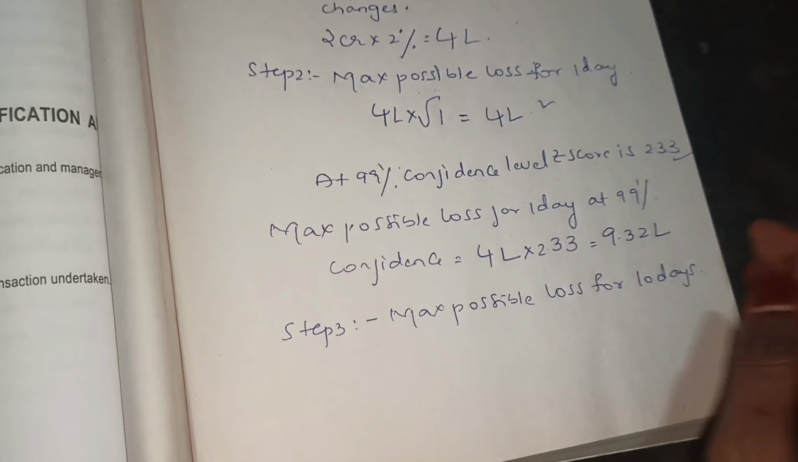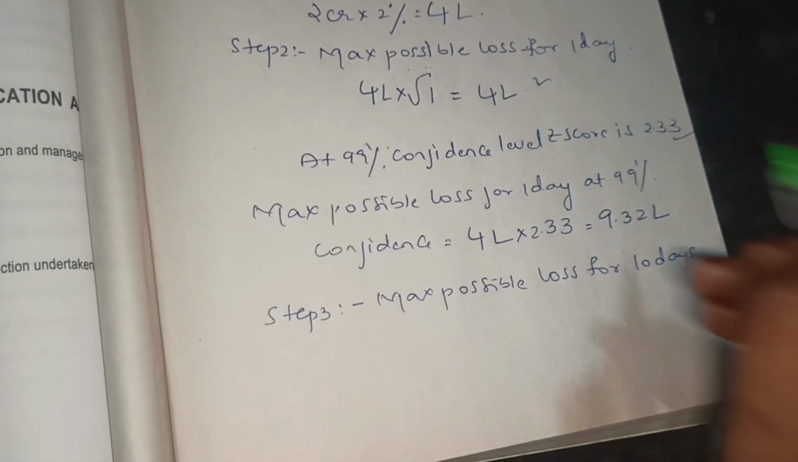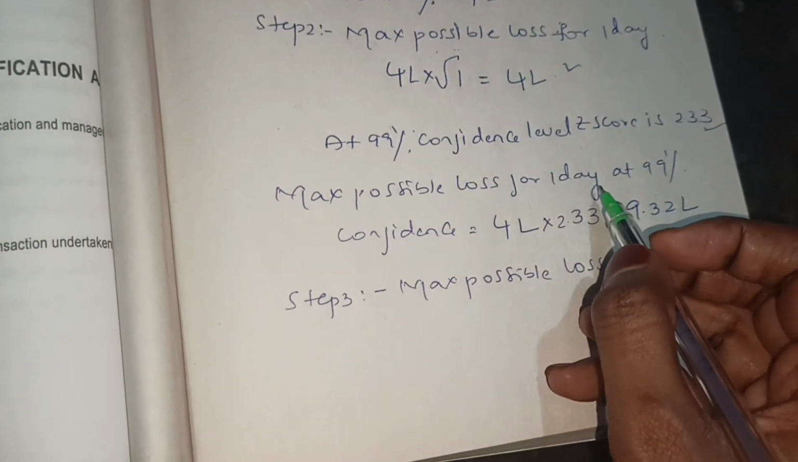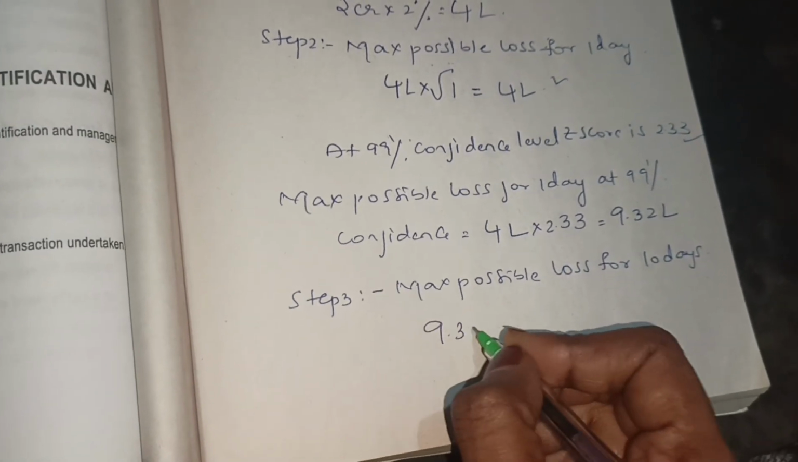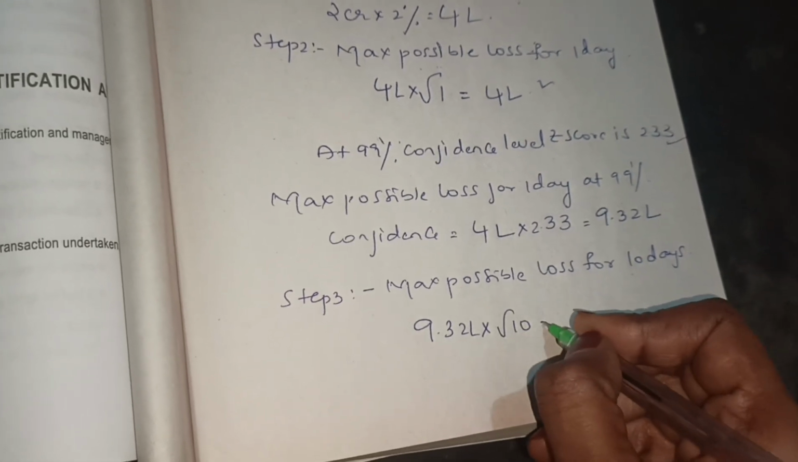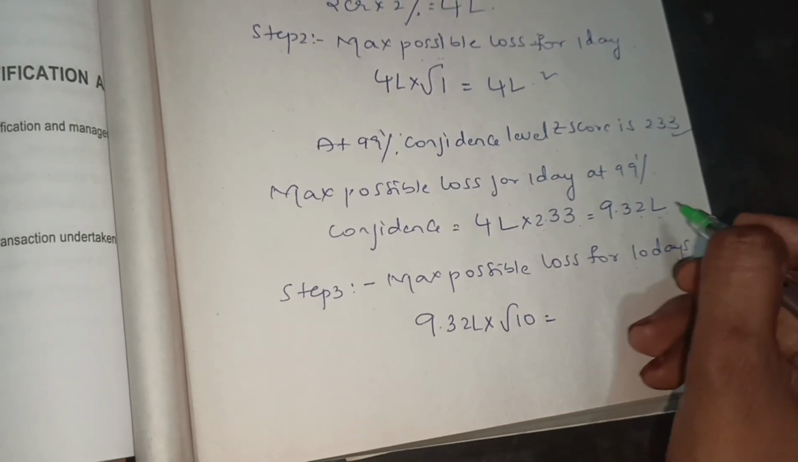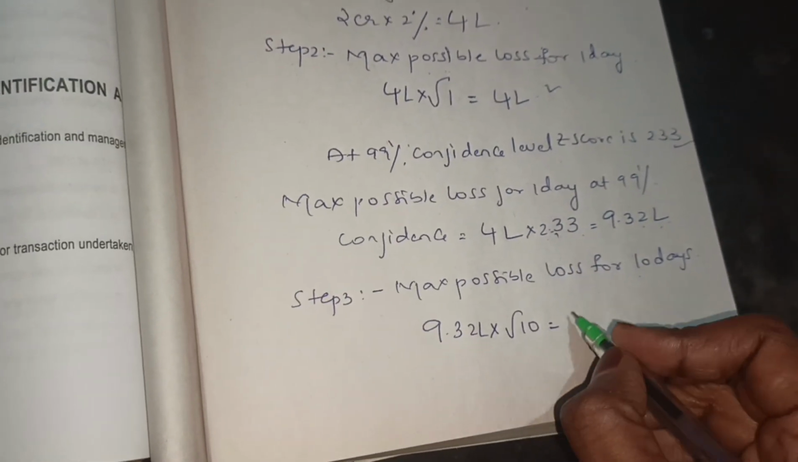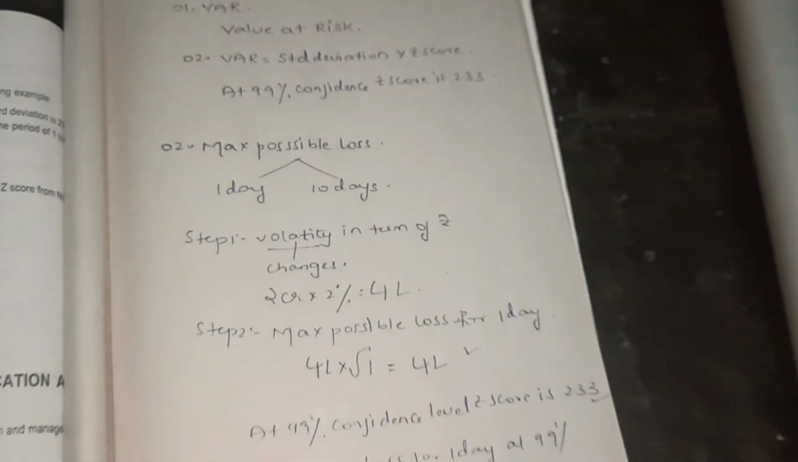Now the last step, that is step 3, we are expected to find maximum possible loss for 10 days. As I have already mentioned, if they are asking for one day, we will be writing under root of 1. Similarly, for 10 days, we will be writing under root of 10. Since we have already got maximum possible loss for one day, that is 9,32,000, I will be writing here 9,32,000 into under root of 10. Again, I will not write 2.33 because this 9,32,000 is inclusive of Z score. So 9,32,000 into under root of 10 will be 29,47,000. Please go through the solution once.